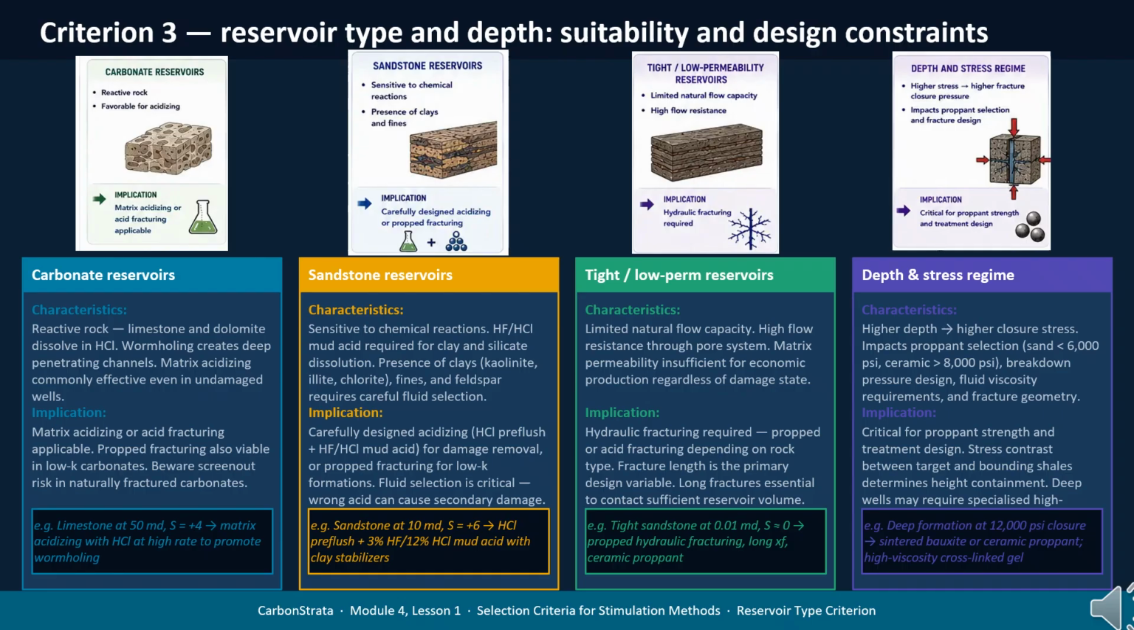Now tight formations. Shale, tight gas, tight oil. These do not respond to matrix treatments. The permeability is too low. Fracturing is required. So this criterion does not optimize. It eliminates options. If the rock does not allow the mechanism, that method is removed.